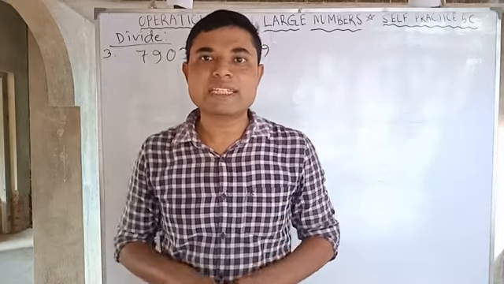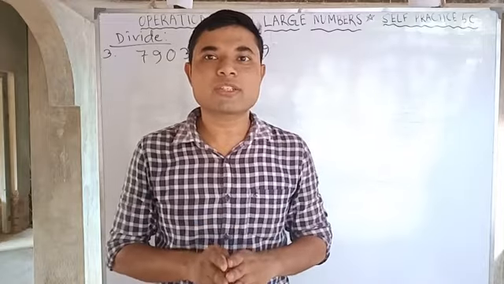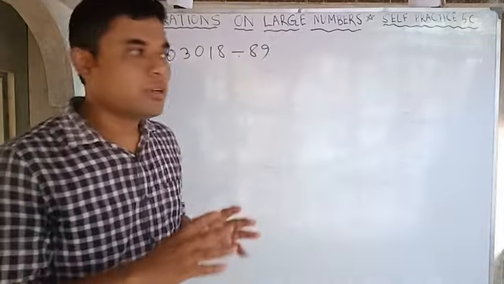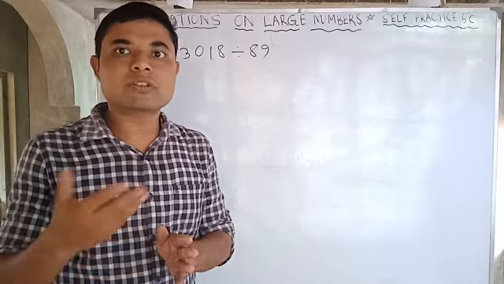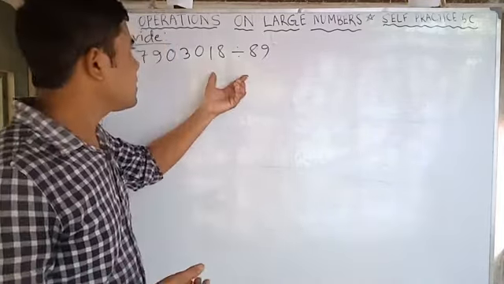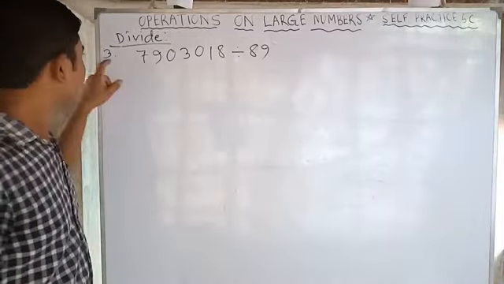Today we are going to start self practice 5C from your LCM chapter, operations on large numbers. Last day we learned division, some properties of division, and division by multiples of 10. Today we are going to learn the division of large numbers. Okay, so divide. Question number 3.